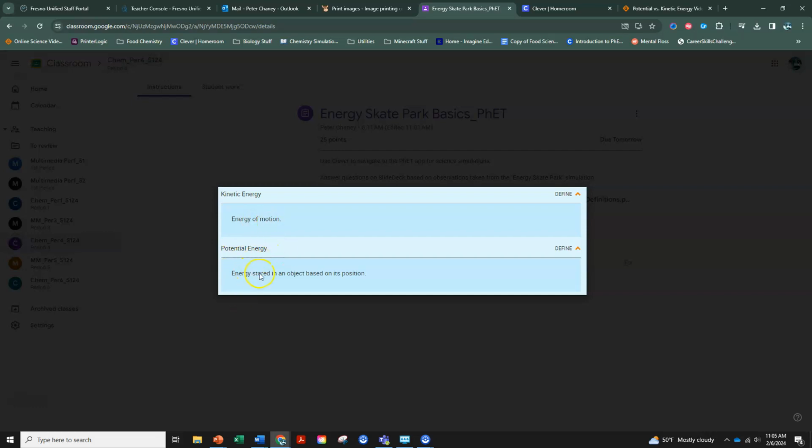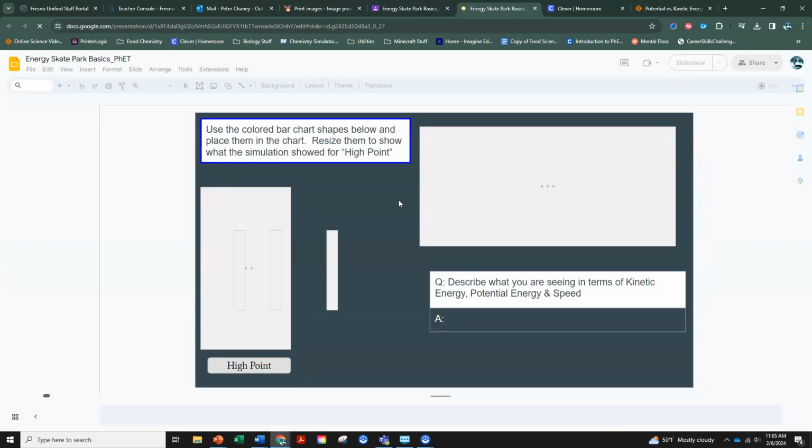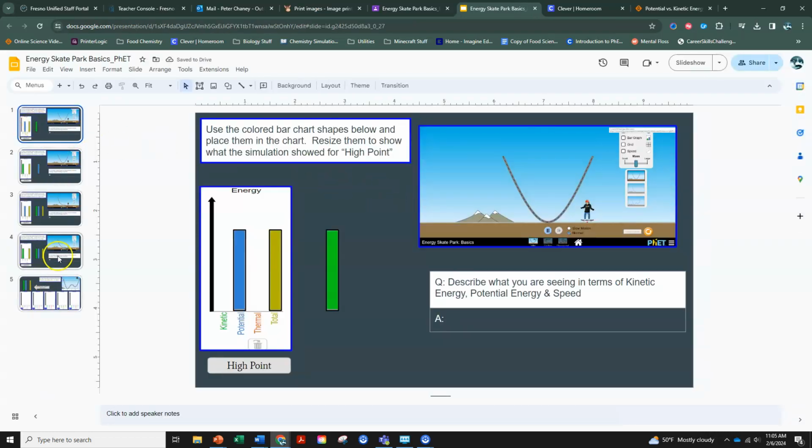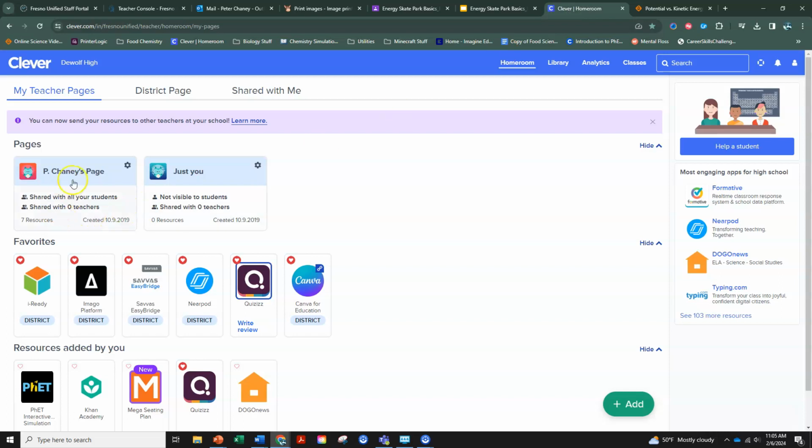Okay, so now that we've reviewed the basic definitions of those two things, now we're going to put those into action using a simulation of a skate park. So you'll open up your Google Slides. You'll see that there are 5 total slides that we will be manipulating and putting things on. These bar graphs, you can copy, paste, or just drag them over and resize and that sort of thing.